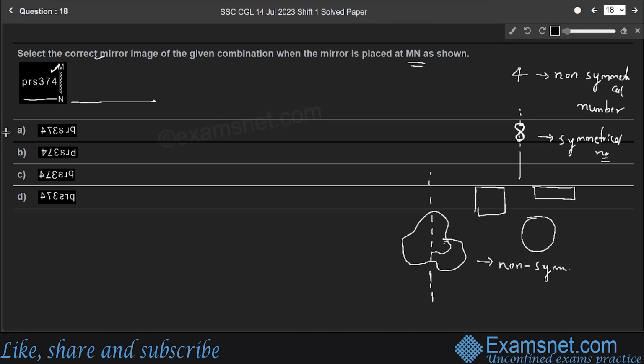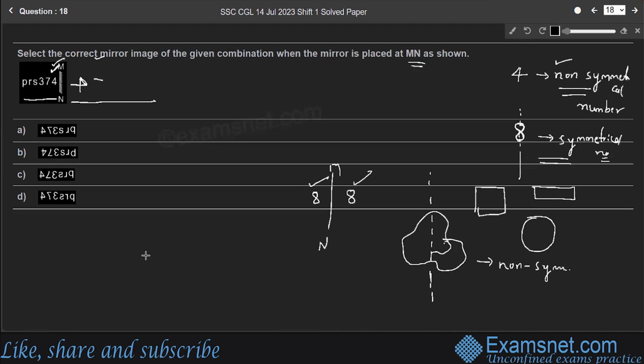So come back to the question. Here the last number is 4. Since 4 is a non-symmetrical number, its image will be like this. If it is a symmetrical number or symmetrical figure, its image will be exactly the same as the original one. So in place of 4, if 8 is there, and a mirror is placed at MN, the image of 8 will be the same as 8, because 8 is a symmetrical one. Since 4 is non-symmetrical, its image will be like this.